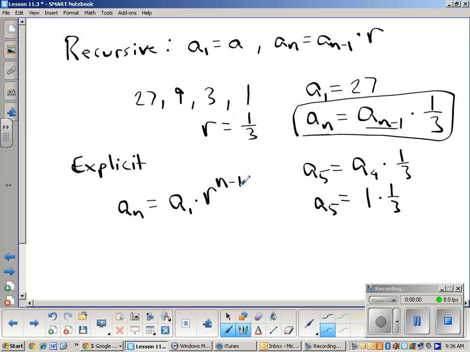Now this no longer means previous term. This is not a subscript, it's an exponent, it's a power. N minus 1. N stands for the number of the term you want. Is r still going to be the common ratio? Yeah, r is still the common ratio.